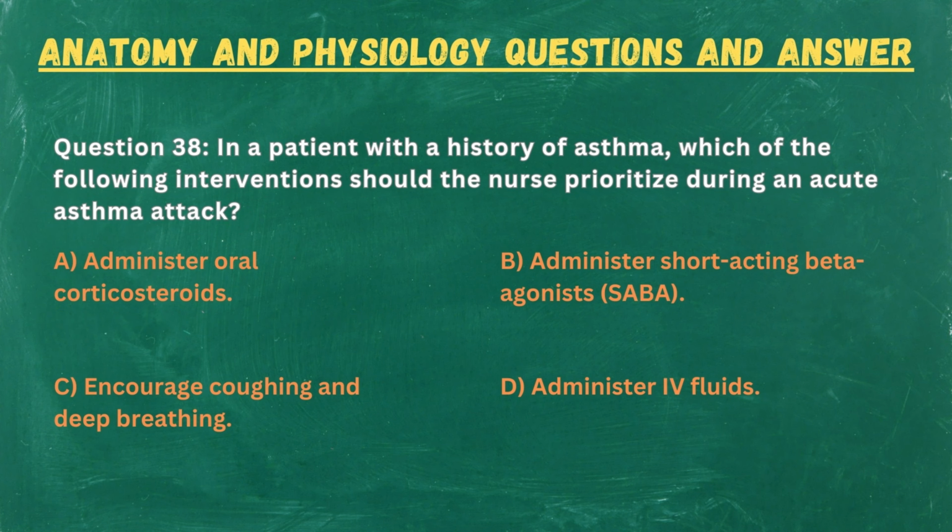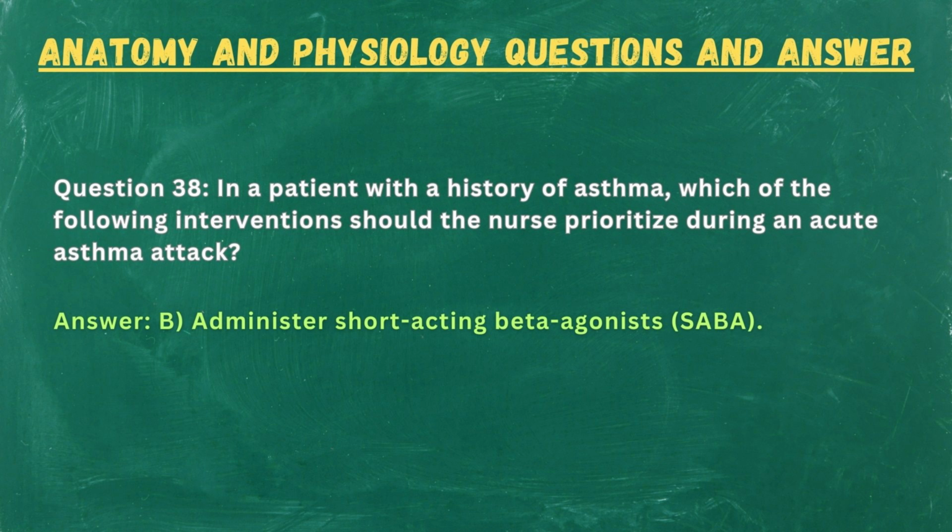Question 38. In a patient with a history of asthma, which of the following interventions should the nurse prioritize during an acute asthma attack? A. Administer oral corticosteroids. B. Administer short-acting beta agonists, SABA. C. Encourage coughing and deep breathing. D. Administer IV fluids. Answer B. Administer short-acting beta agonists, SABA.